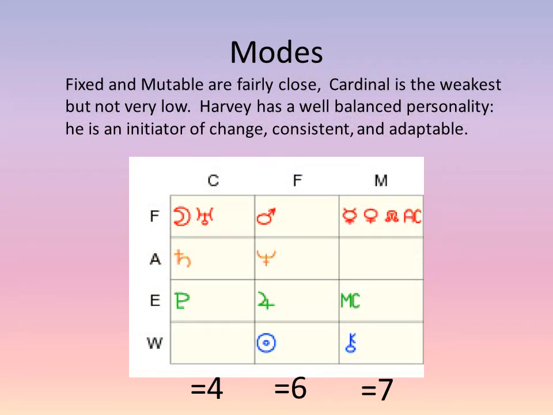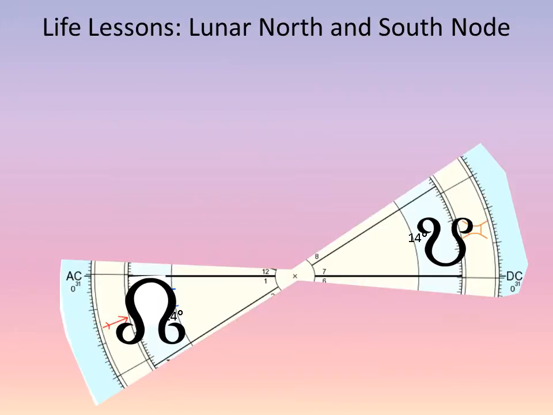So fixed and mutable are fairly close, 6 and 7. Cardinal is the weakest, but not very low. Harvey has a kind of a well-balanced personality. He is an initiator of change. He is consistent and adaptable.